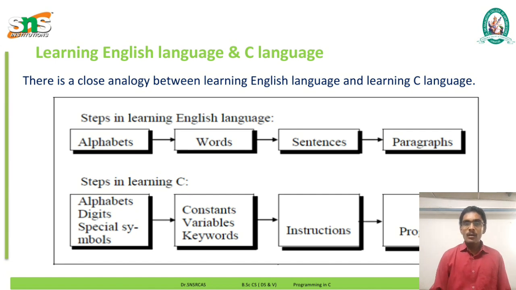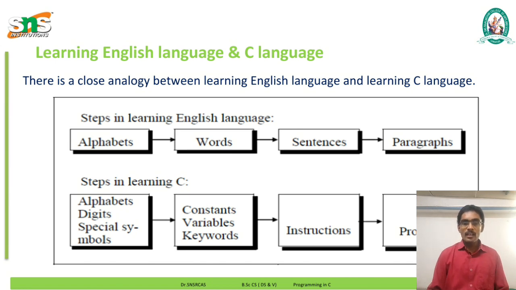In the same way, while you are learning C language, in the first step you have to learn alphabets, digits and special symbols. These are all together called the character set in C language. Once you have learned these character sets, you can learn constants, variables and keywords of the programming language C. And then you can learn instruction sets. If you learn all these things, then you will be able to write simple C programs. This is a simple analogy between learning English language as well as learning programming language C.